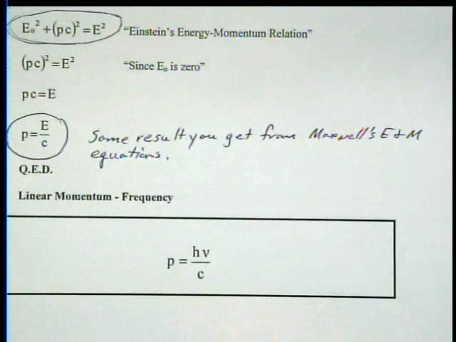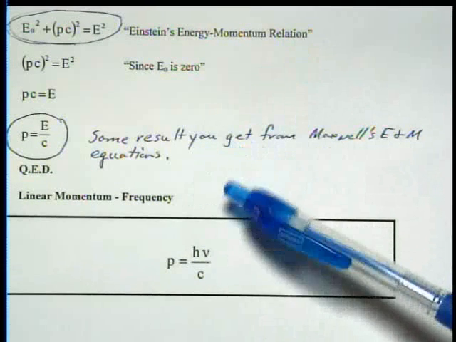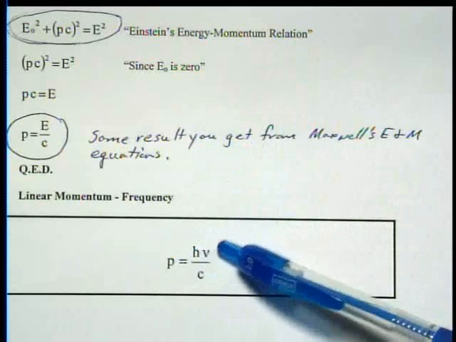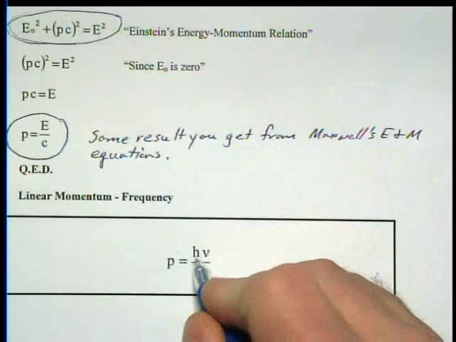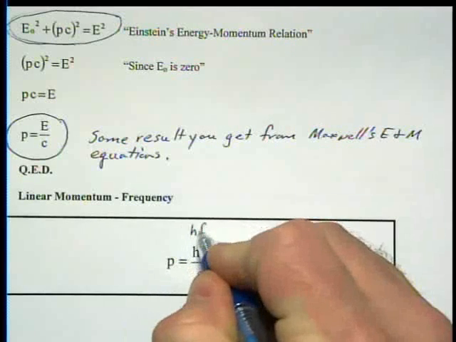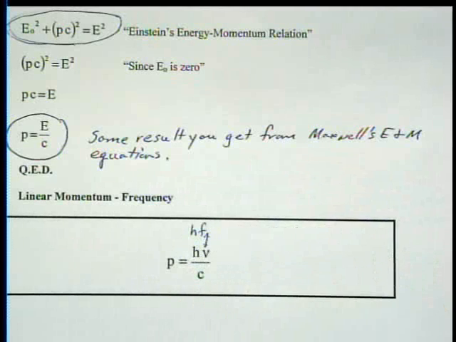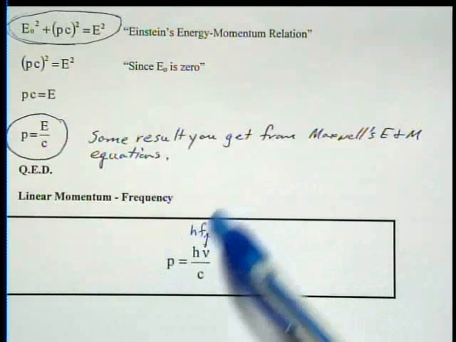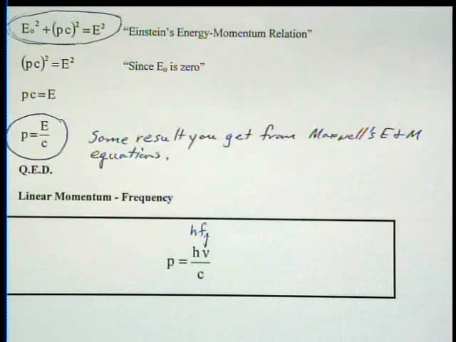If you want to change it to something else, you can use Einstein's energy equation and plug in up here for E. And I don't care if you want to use h nu or you prefer hf. Depends on the textbook which one it has. So p is hf over c. If you know the frequency, then you can use this equation if you didn't know the energy. Personally, I think memorizing so many equations is a waste of time. If you know the first equation, you should be able to find everything else.